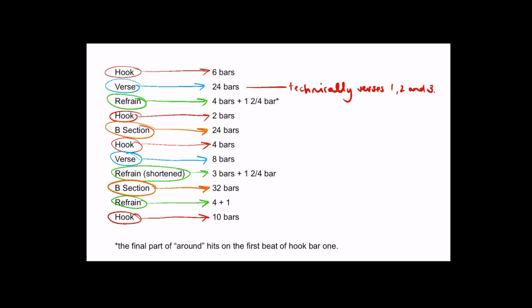Then we get a verse. Now it's only 8 bars rather than the 24 that we've heard previously. Then we get a slightly shorter refrain. This time it's 3 bars plus 1 bar of 2/4. Then a B section, now 32 bars instead of 24 that we'd heard before, followed by a refrain, which now is the same duration as the first refrain that we heard, 4 bars plus 1 bar of 2/4. And then we finish on the hook, which is 10 bars.